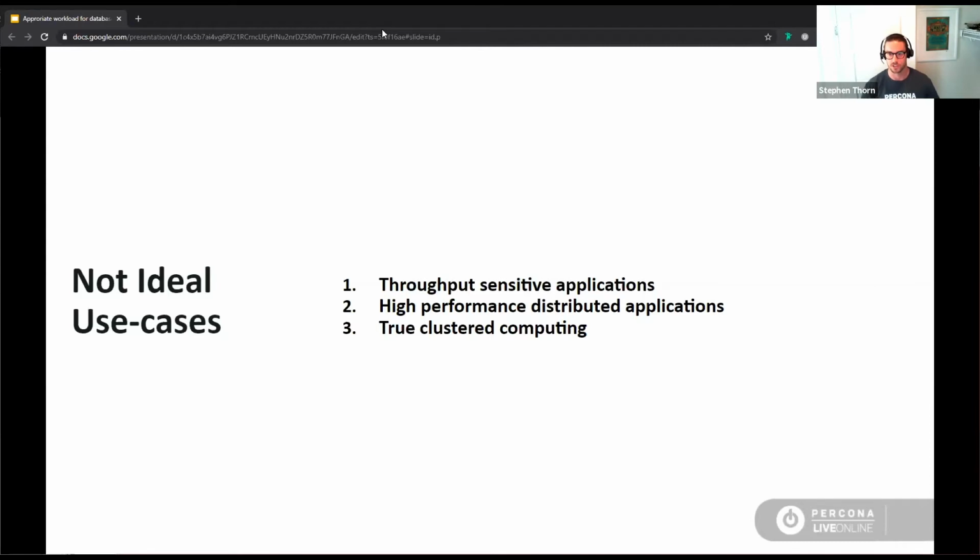And then true clustered computing as well. So it's a little bit different when you think about how Kubernetes works. You really want to think about you have a CPU that's available generally, versus all these CPUs that need to work together all the time.